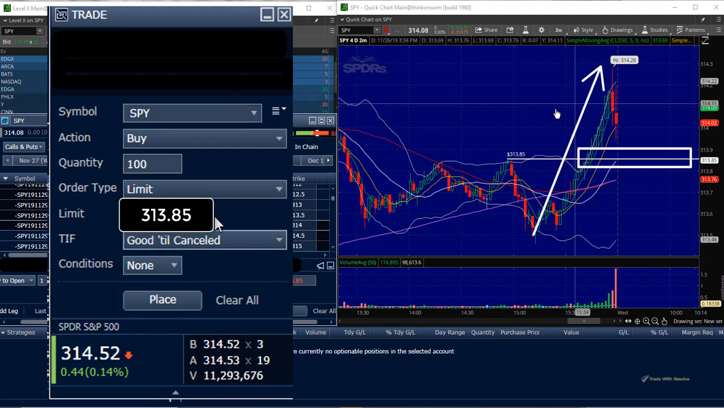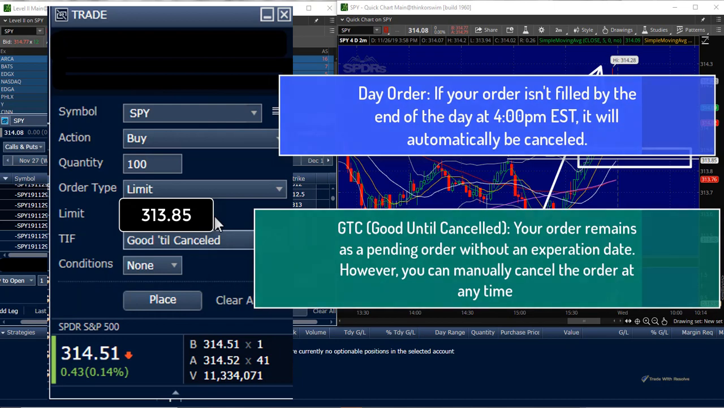For example, if you are a swing trader and you are certain that this is the price point you want to buy at, then you would simply place a GTC order because you're looking to buy shares of SPY at 313.85, anticipating the price to continue higher over a longer period of time as a swing trader or long-term investor. And so that is the difference between day versus GTC.